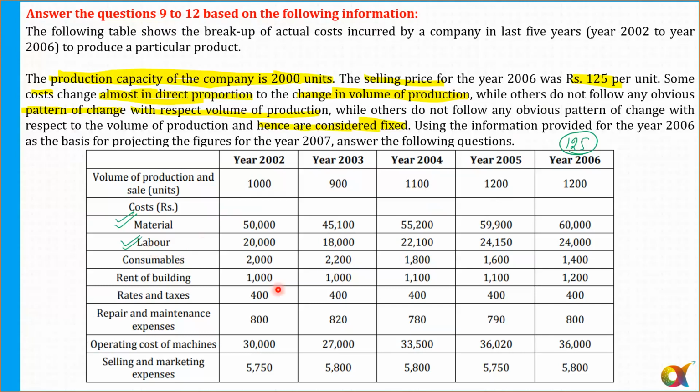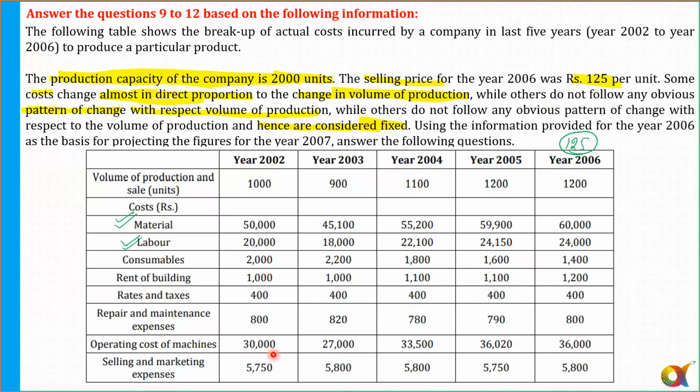Now rent of building. Is it direct proportion? Check: 1000 and 1000. For 900 also 1000. For 1100 also 1100. For 1200, 1100. No, it is fixed then. Now rates and taxes, you can see in all the cases it is 400, 400, 400, so it is also considered fixed. Repair and maintenance expenses, all of them are approximately the same, 800, 800. So this is also fixed.